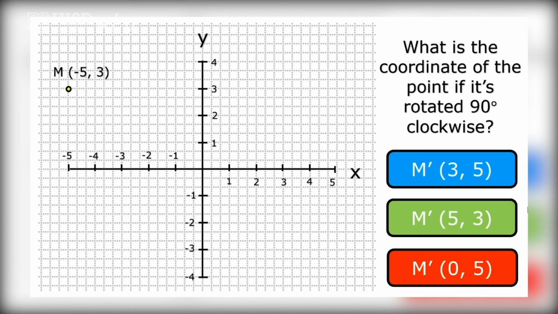And now is your turn. We have the point M, negative 5 and positive 3, and we want to know what is the coordinate of the point if it's rotated 90 degrees clockwise. You're going to have a couple of minutes in order to find the correct answer.